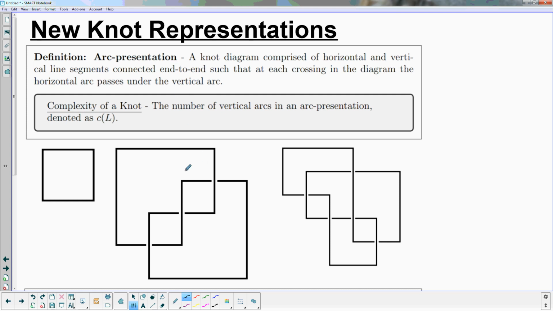It's a knot diagram that has these horizontal and vertical lines. This first one is just the unknot. Obviously, there's no crossings. This one is actually the trefoil knot. The thing you'll notice about it is that wherever there's a crossing, the overcrossing is contained by a vertical strand, and the undercrossing is from the horizontal strand. That's the main rule of the arc presentation diagram.